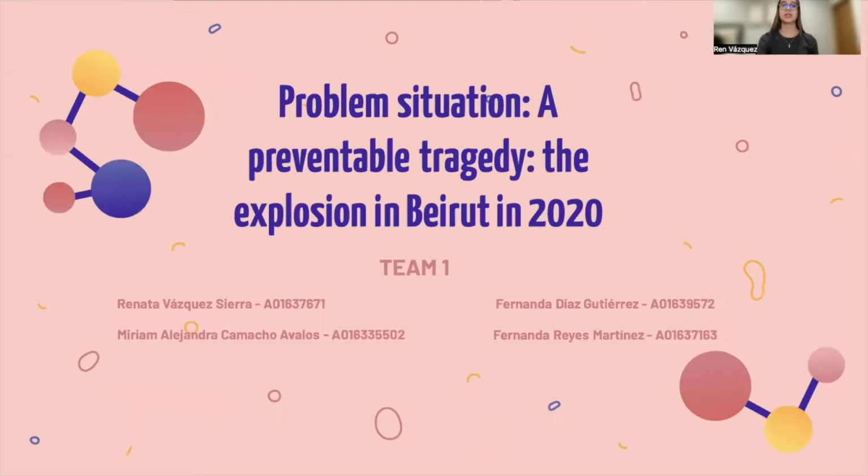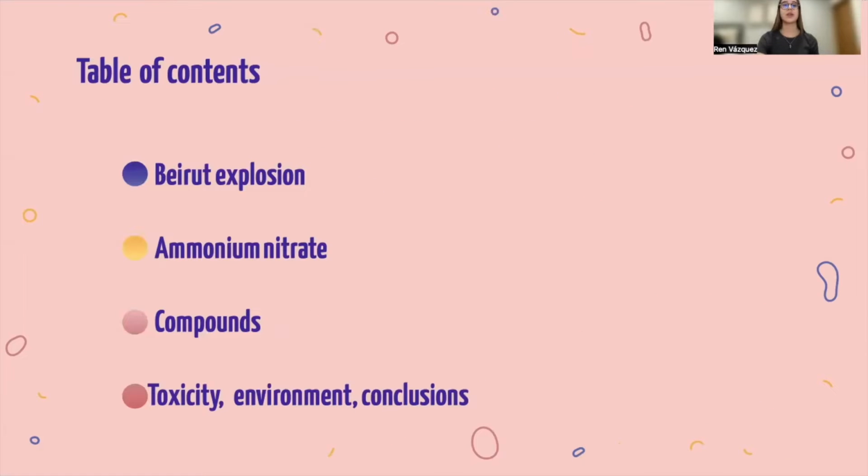Good morning. We are Team 1 and we are going to be presenting the problem situation, a preventable tragedy, the explosion in Beirut in 2020. The table of contents that we are going to be reviewing today is first of all, the Beirut explosion, then ammonium nitrate, afterwards the compounds, and then toxicity, environment, and to finish our conclusions.